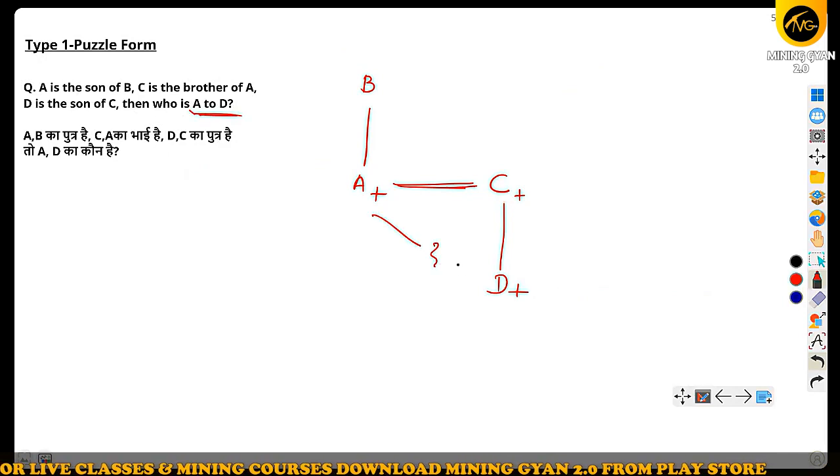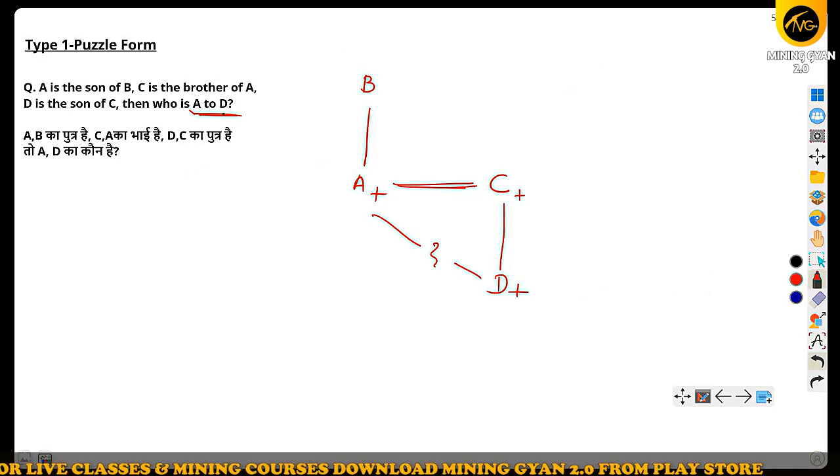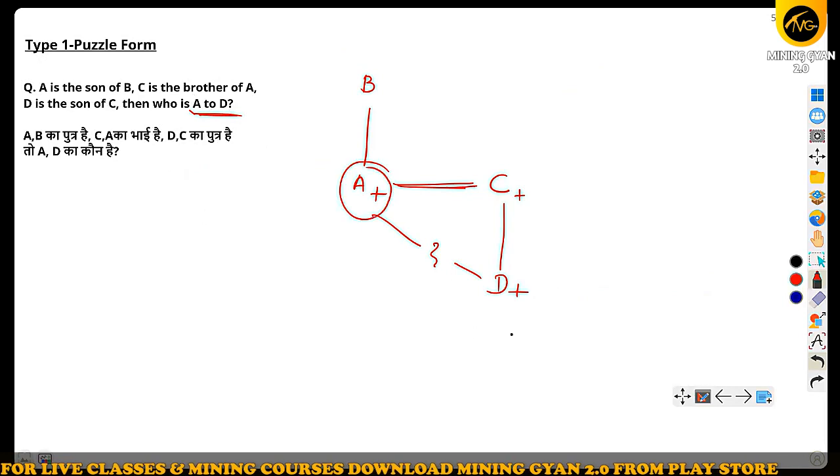इन दोनों के बीच में हमें रिलेशनशिप और ब्लड रिलेशन हमें फाइंड आउट करना है. So who is A to D? ए कौन है डी का?